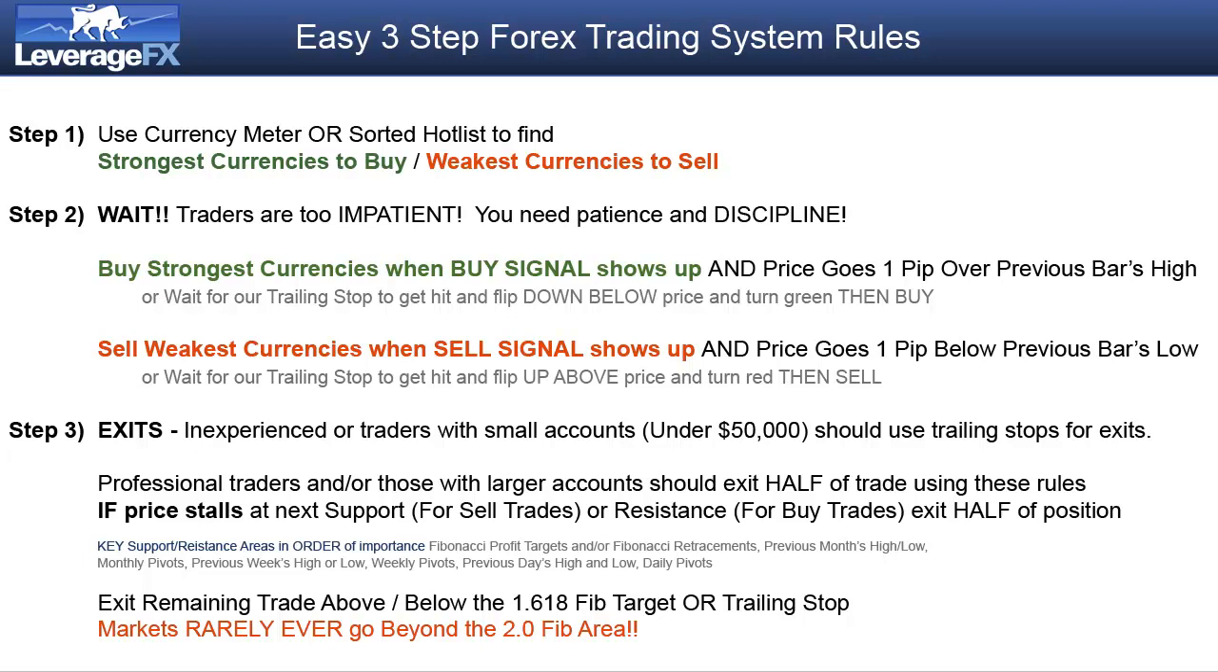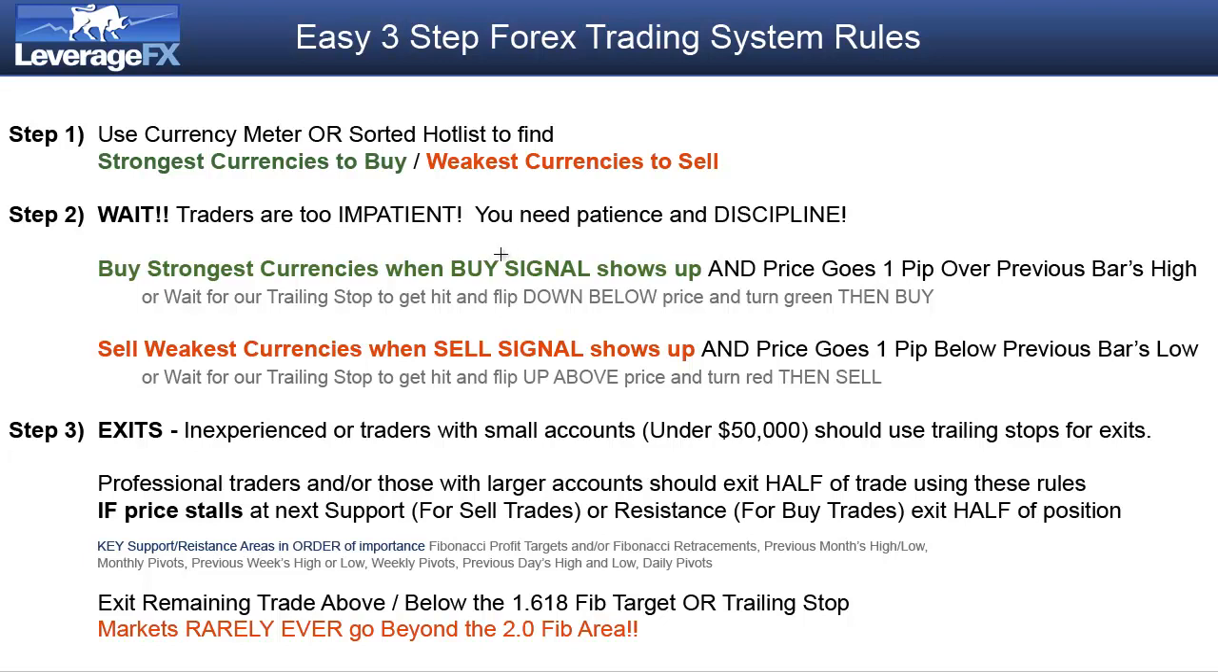If you are not digging yourself out of a hole, when you do have a profitable trade, it goes in your pocket. So wait for good trades, and then when the strongest currencies that you're watching have a buy signal, that we have put in the new code that looks for certain range bar patterns that have buy signals, when price goes 1 pip above that bar's high, you buy.